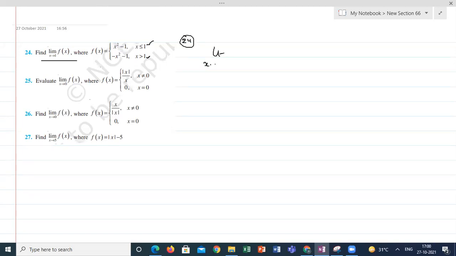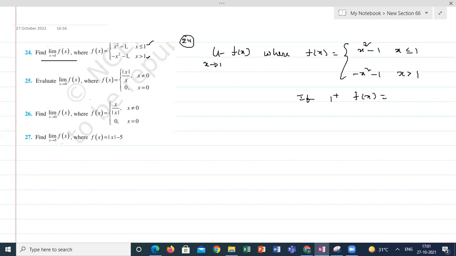Limit as x tends to 1 of f of x, where f of x has two pieces. The first piece is x square minus 1 for x less than or equal to 1, and minus x square minus 1 for x greater than 1. That means if x is 1 plus, anything greater than 1, your f of x should be minus x square minus 1. That is the meaning of this statement. If x is equal to 1 or 1 minus, that is less than or equal to 1, x square minus 1 is the f of x.